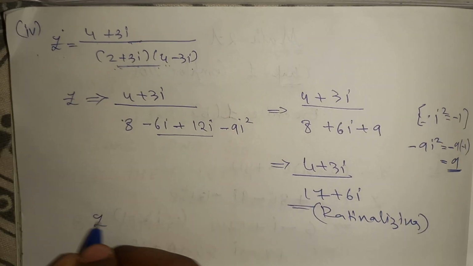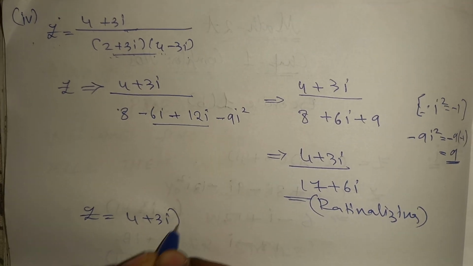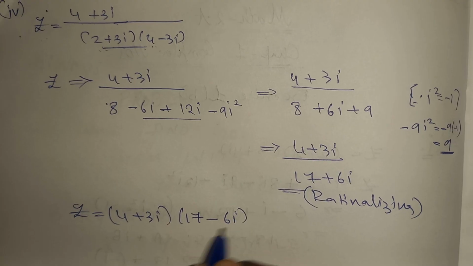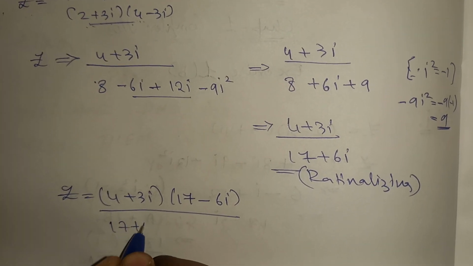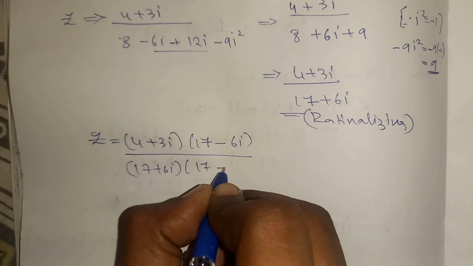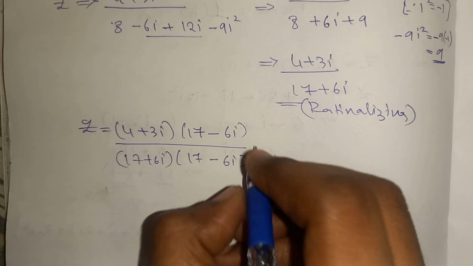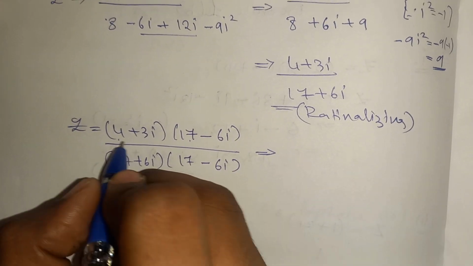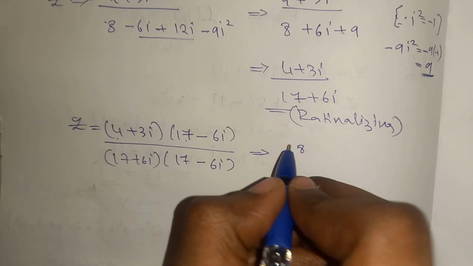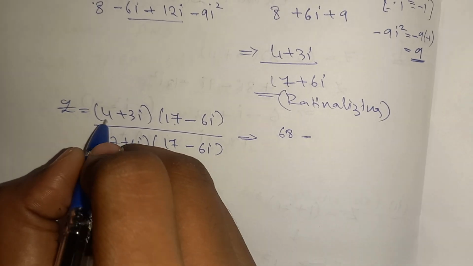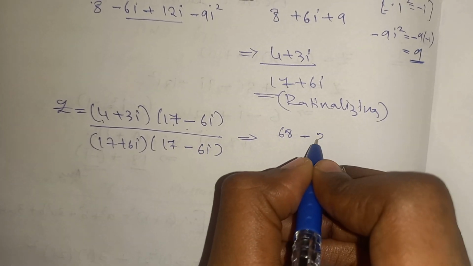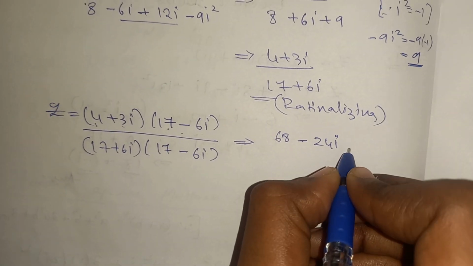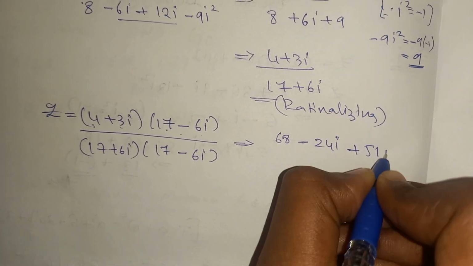After rationalizing, we get it as z is equals to 4 plus 3i. Rationalizing factor here is nothing but (17 minus 6i) by (17 plus 6i) into (17 minus 6i). This we need to multiply each and every term. So 4 into 17 is nothing but 4 7s are 28, 4 6s are 68, minus 4 into 6i is minus 24i. 17 into 3i is nothing but plus 51i.